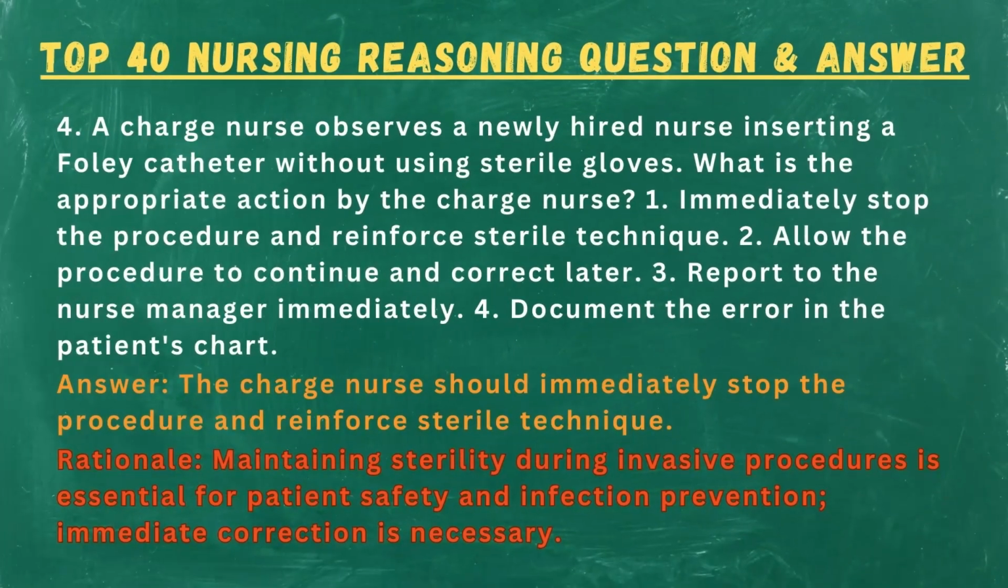4. A charge nurse observes a newly hired nurse inserting a Foley catheter without using sterile gloves. What is the appropriate action by the charge nurse? 1. Immediately stop the procedure and reinforce sterile technique. 2. Allow the procedure to continue and correct later. 3. Report to the nurse manager immediately. 4. Document the error in the patient's chart.